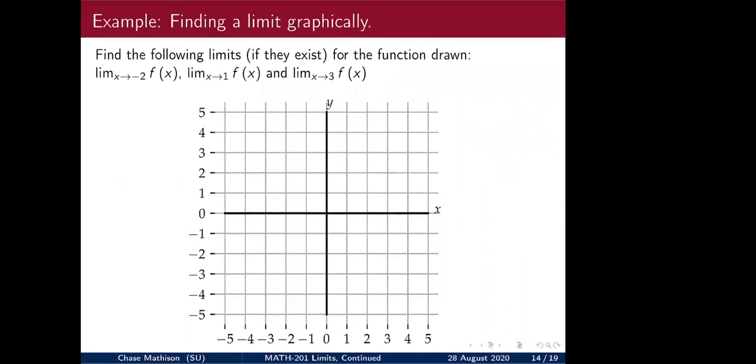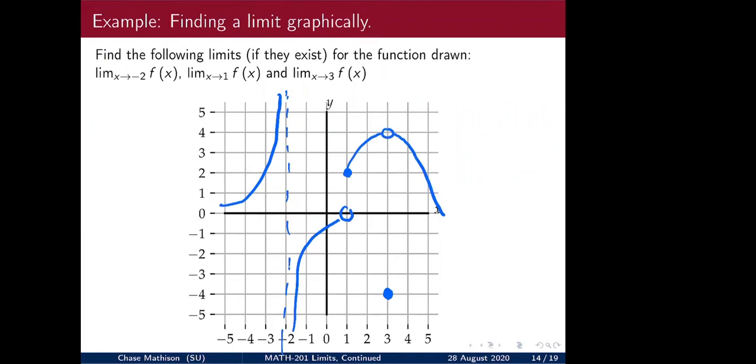All right, so find the following limits if they exist. This is going to be very similar to a homework problem you're going to have. So I'm going to draw this graph in. The limit as x approaches -2 of f of x. So this graph is going to look something like this. And then at 1, we're doing something like this. And then at 3, we're doing something like this. So here's this weird function.